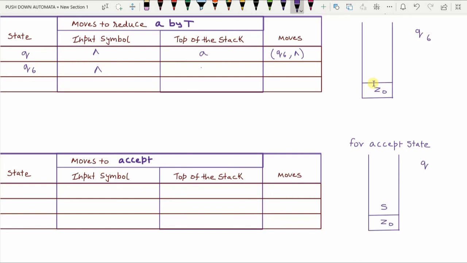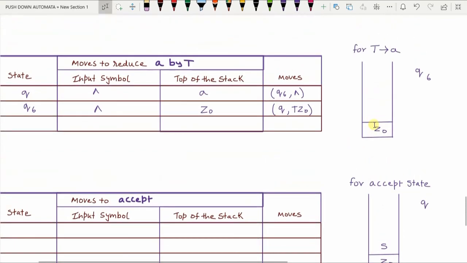What is there on top of the stack here? Z0 is on top of the stack. So I will come back to state Q by pushing T Z naught onto the stack. I will be pushing T onto the stack, so I push T onto the stack and come back to the original state, that is Q. So up to Q6 I have labeled.